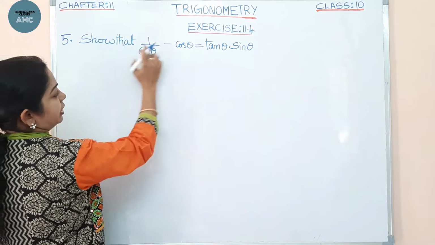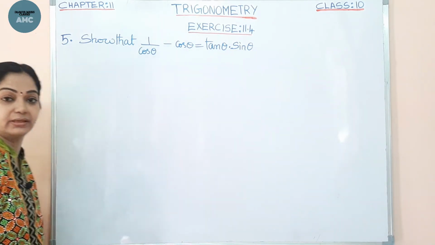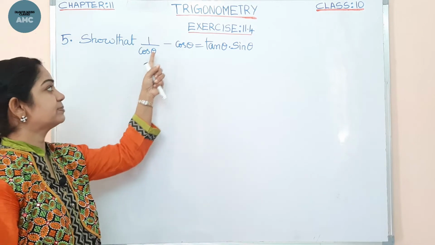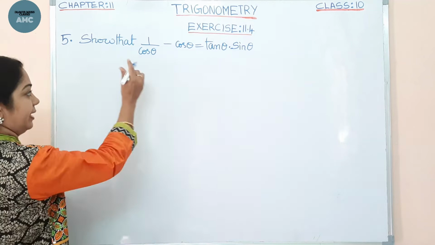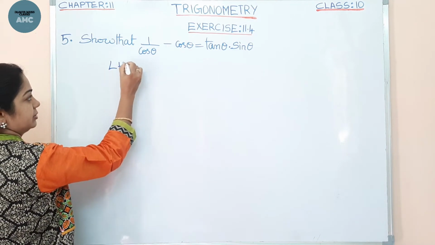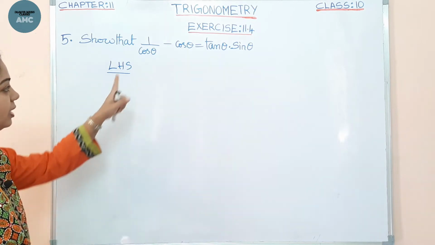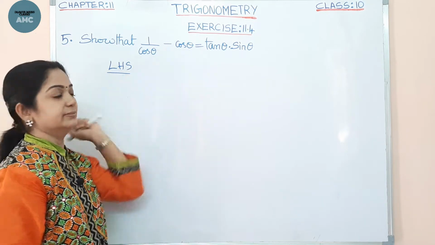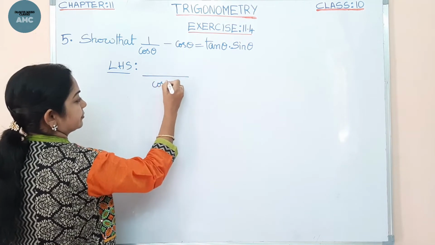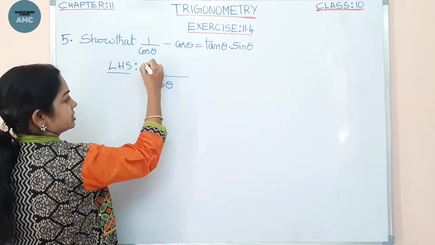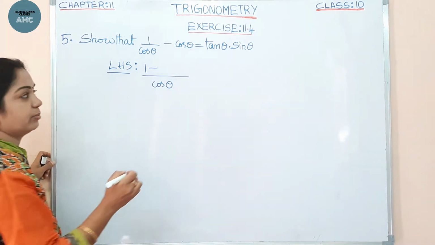The fifth one, show that 1 by sine theta minus cos theta by tan theta into 1 by cos theta minus cos theta is equal to tan theta into sine theta. So we'll take the LHS. See here, this is a fraction, this is a number. So let us take the LCM here. Now the LCM is just cos theta. Cos theta 1 by cos theta, so 1 minus, here nothing is there, we can write the denominator 1.